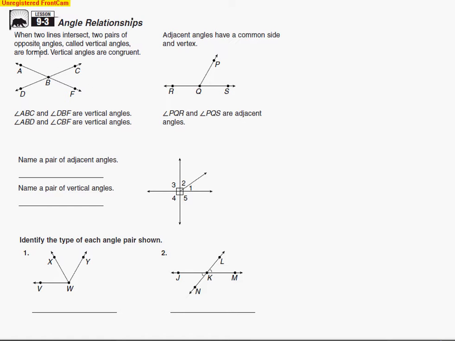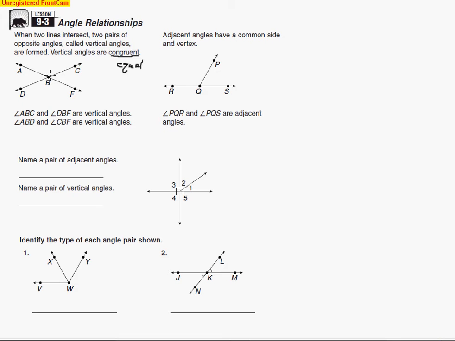So I copied this down. It says when two lines intersect, two pairs of opposite angles are called vertical angles. So are formed, and vertical angles are congruent, which means equal. So when you see the word congruent, just think of the word equal. So the two angles are exactly the same. So vertical angles are opposite angles, and so they only share one thing in common.